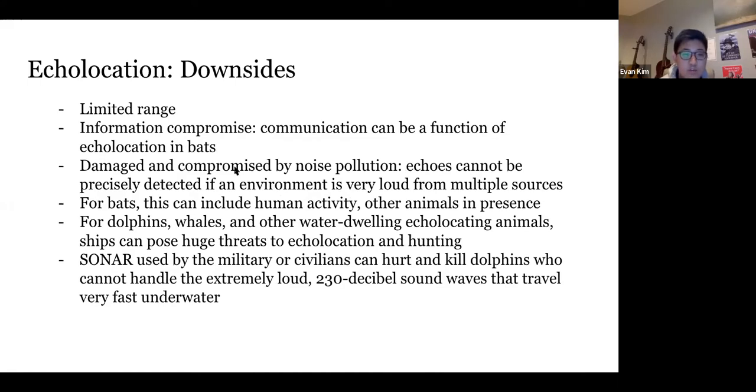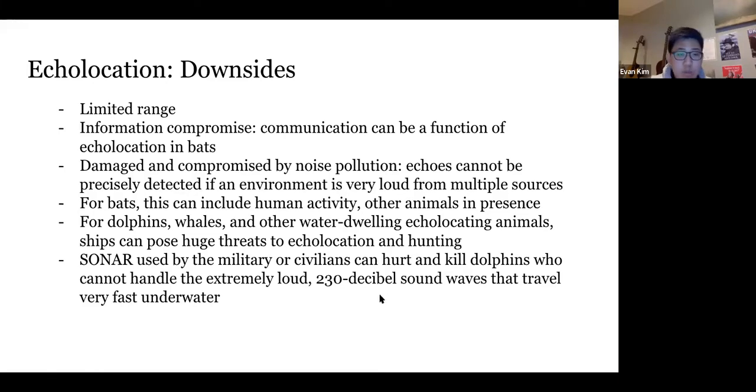And some downsides of echolocation. Echolocation has a limited range. Sound can only travel so far, and the farther away sound travels, the weaker the echo is going to return. Echolocation doesn't have that great a range compared to light in a perfect environment. So if you were just, let's say, outside, you would be able to see a way farther distance than a bat could detect with echolocation. And dolphins actually have a much better range than bats do, because again, sound travels much better in water than it does in air.